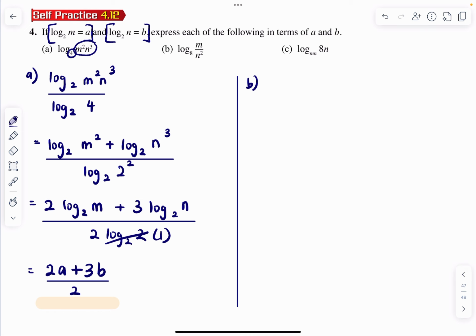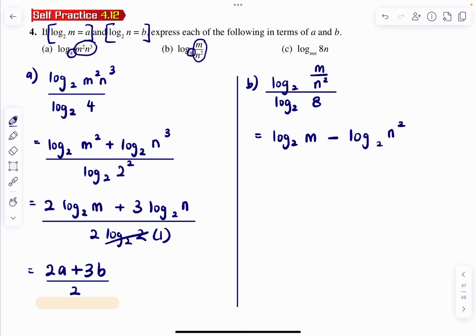Same thing, the base we have to change first. So log 2 over log 2. And then the big number here we write on top. The small number here we write below. So since this is divide, we can split it to make it minus. So log 2m minus log 2n square over log 2. 8 is just 2 cube, so I put 2 cube.